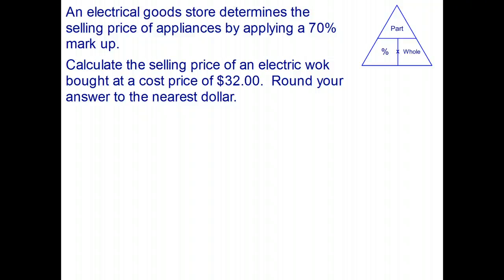Okay, let's have a look at a couple of examples. So an electrical goods store determines the selling price of appliances by applying a 70% markup. Calculate the selling price of an electric wok bought at a cost price of $32 and round your answer to the nearest dollar. So basically what we have here is a cost price of $32 and the selling price, SP.